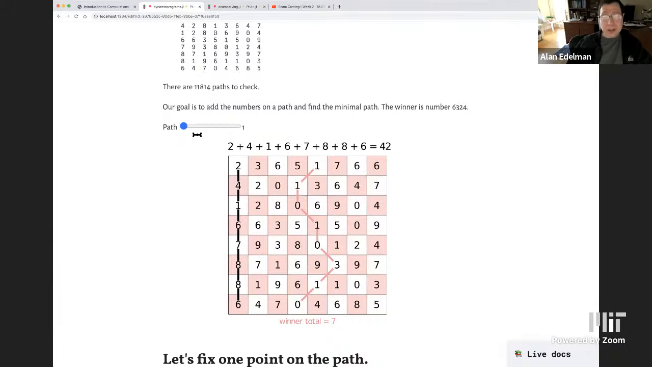Obviously one way to do it is to generate all 11,814 paths and add them all up. That would be straightforward, a simple naive algorithm, relatively easy to code up, though you'd have to be a little careful when you do the paths that you don't hit the borders, all the usual stuff. But it's fairly easy to code up. You can check all 11,814 paths. I actually have done that.